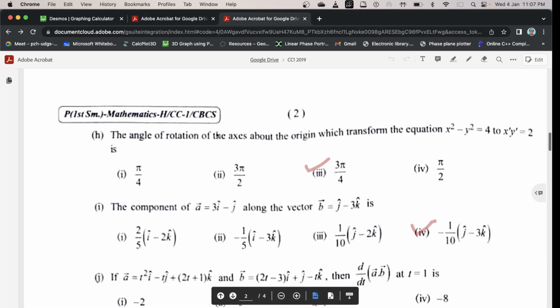Next question. The angle of rotation of the axes about the origin which transforms the equation x square minus y square equal to 4 to x dash y dash equal to 2 is. The correct option is 3 pi by 4.